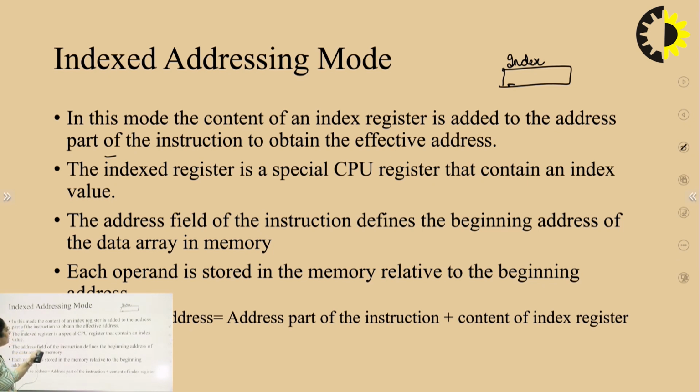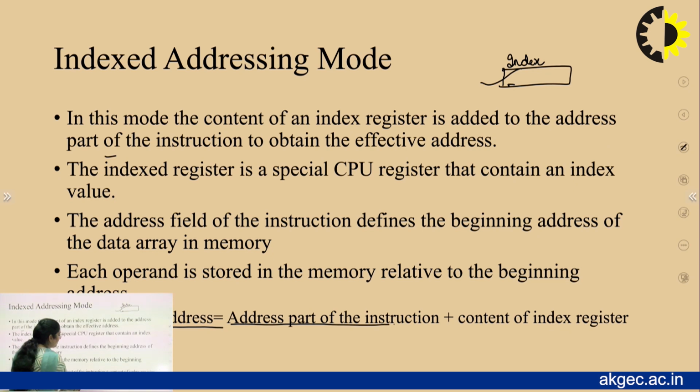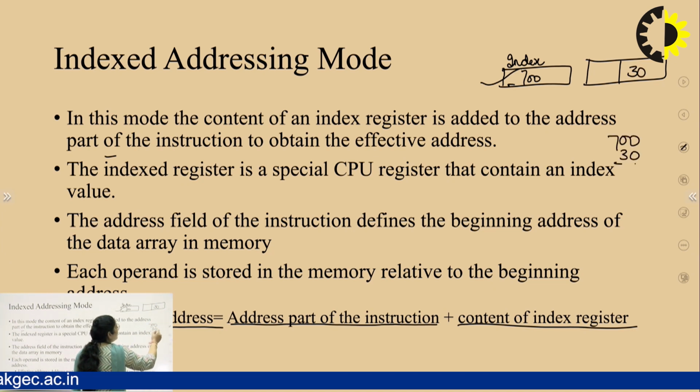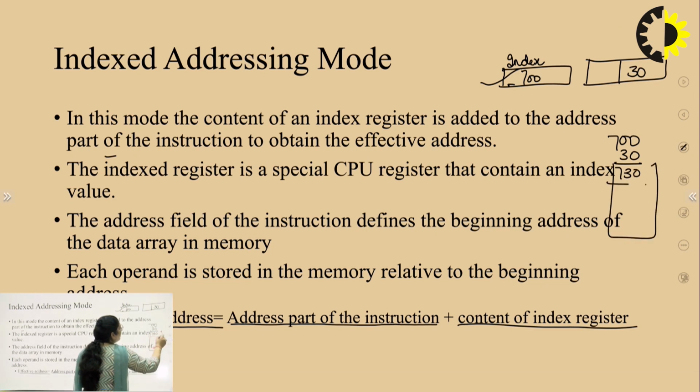The index register is a special CPU register. We have a number of registers available in the CPU. There are some general purpose registers and some specialized registers as well. So the index register is a special kind of register that contains an index value. The address field of the instruction defines the beginning address of the data array in the memory. Each operand is stored in the memory relative to the beginning address. So the effective address where the actual operand is lying is the address part of the instruction plus the content of the index register. If my index register holds the value 700 and the address part of the instruction has the value 30, that means my effective address is 700 plus 30, that is 730, the memory location where my actual data is lying. This is the value of the operand that I need to fetch.